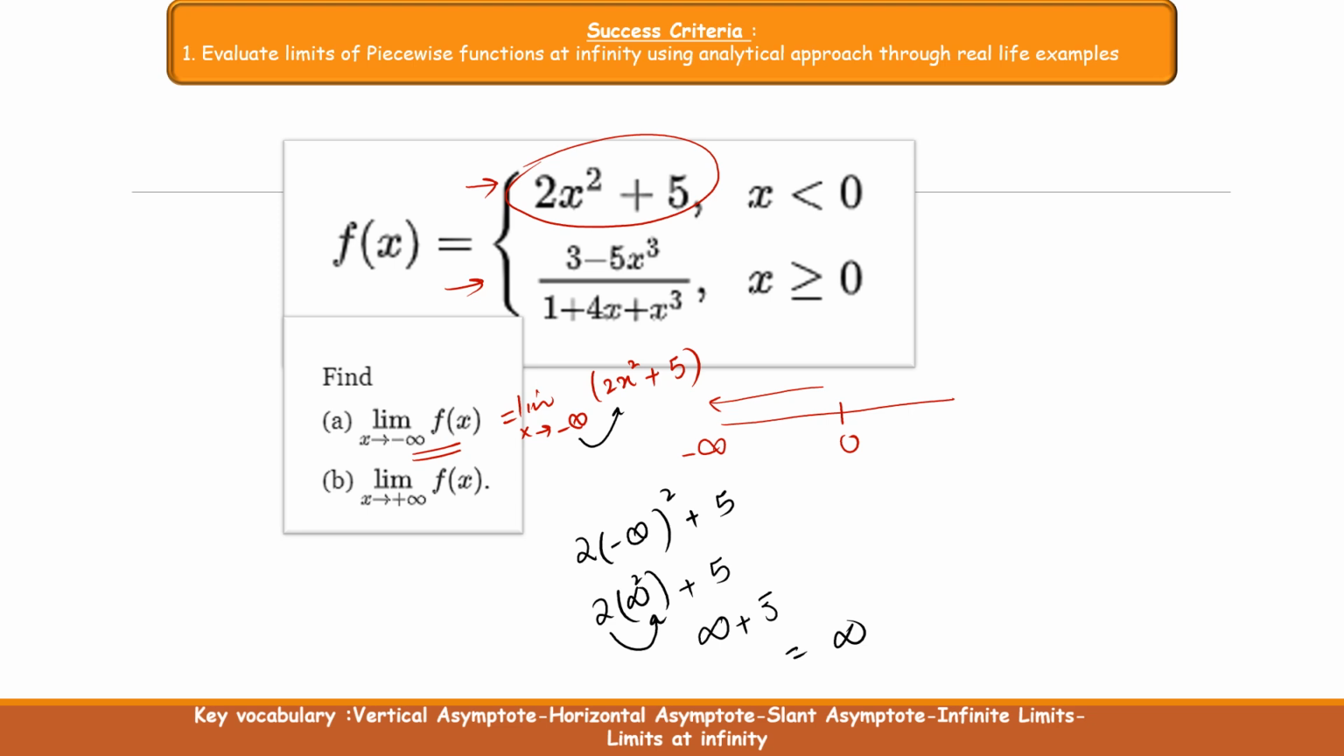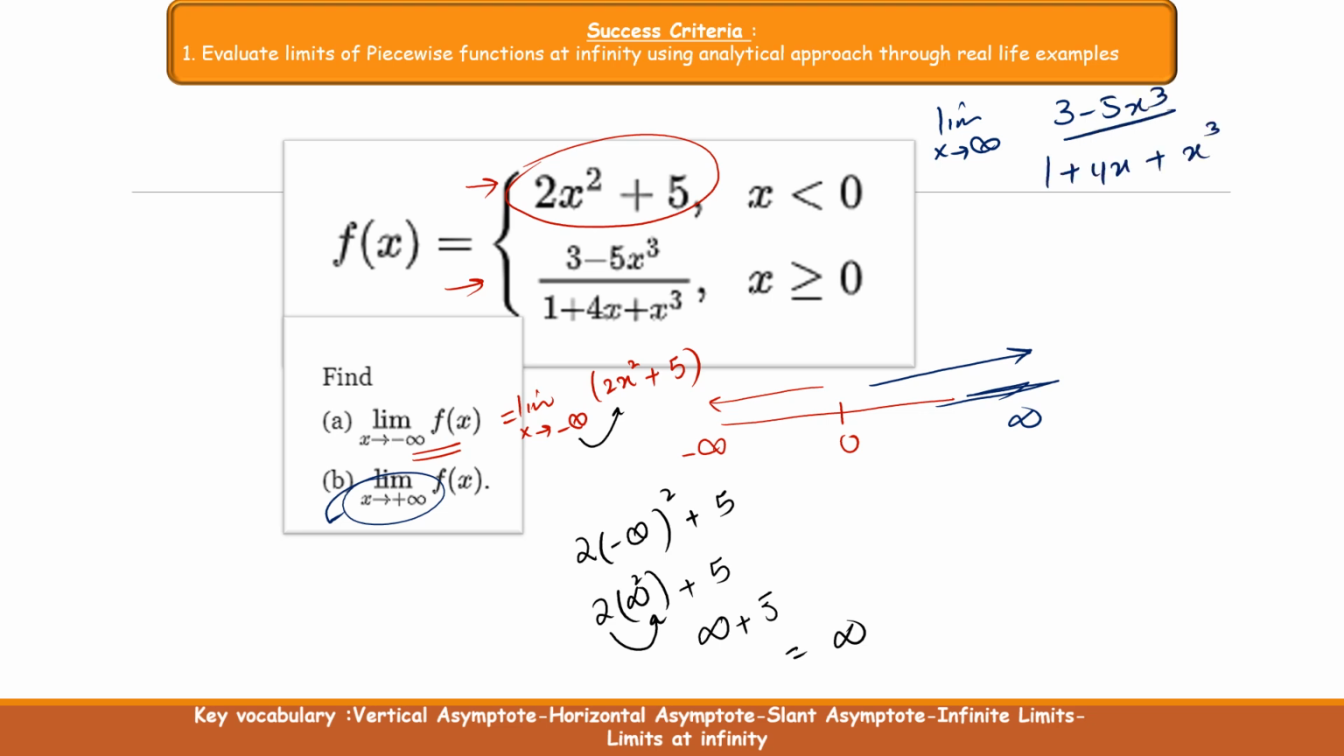Now the second question states: find the limit when x approaches infinity. So how will x approach infinity? Of course, when it is on the right hand side, which means it is greater than 0. So in that case, we will take the second equation. We will write here: limit as x approaches infinity of 3 minus 5x cubed divided by 1 plus 4x plus x cubed.